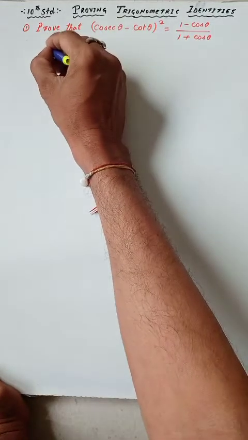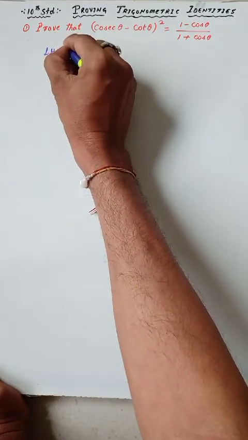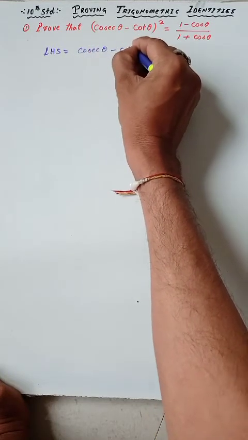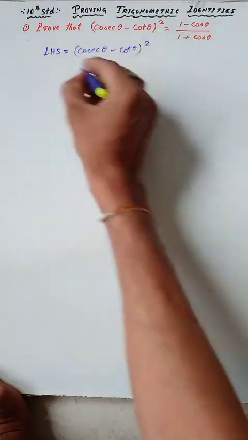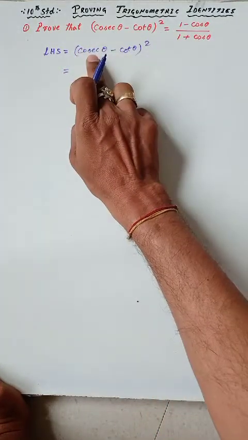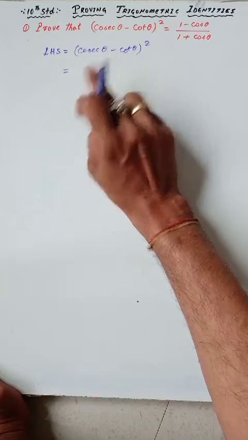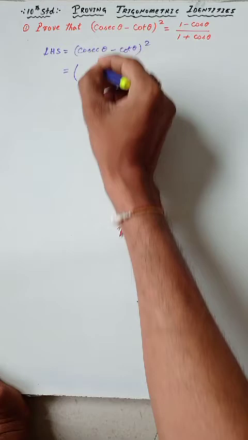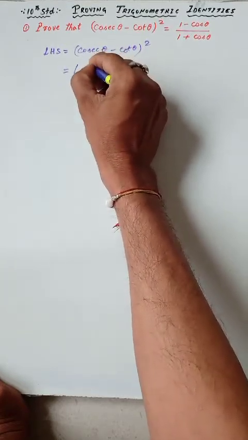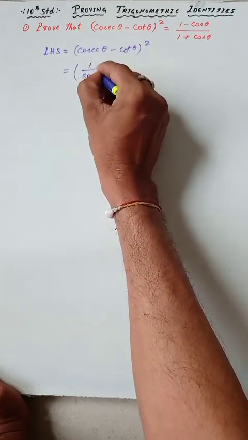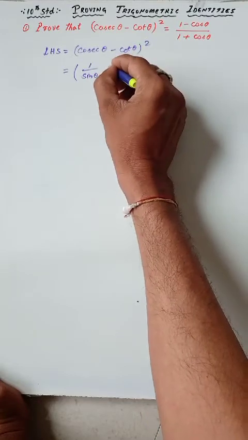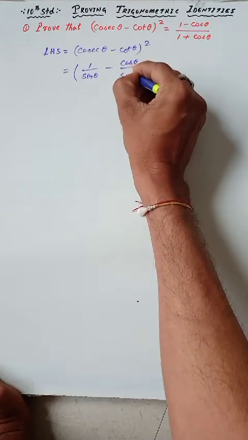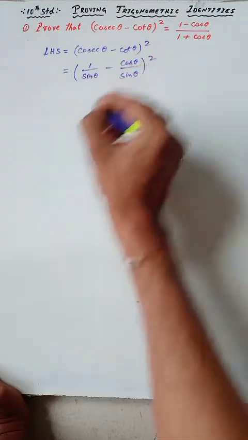For that, let me consider this LHS here. Left hand side is cosecant theta minus cot theta whole square, no? So that is equal to, you just transpose this cosecant and cot to sine and cos. It is very easy, as we know that. Cosecant theta is the reciprocal of sine, no? That is 1 by sine theta you write, minus cot is the ratio of cos to sine, is it? Cos theta by sine theta whole square.